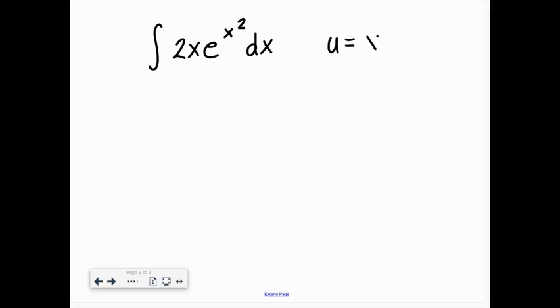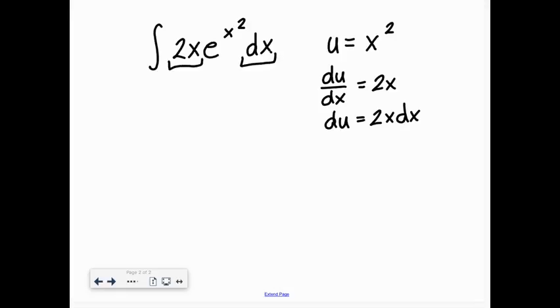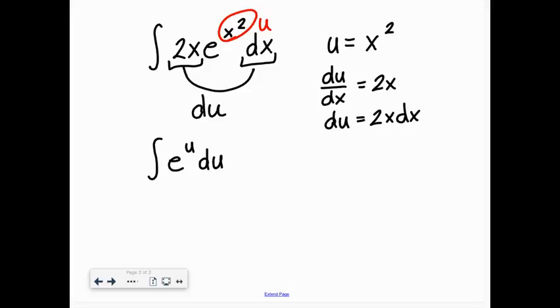Whereas if you choose u to be x squared, then when you take the derivative, you have 2x. Now remember the 2 is just a coefficient, it's going along for the ride. And then you have the 2x here, so that whole 2x dx is du. And then the x squared is your u. So now you can rewrite the integral as the integral of e to the u du.